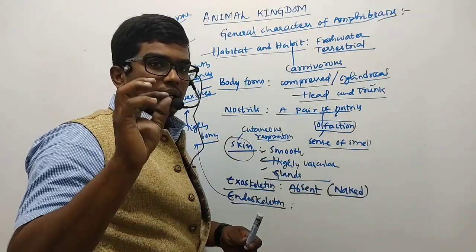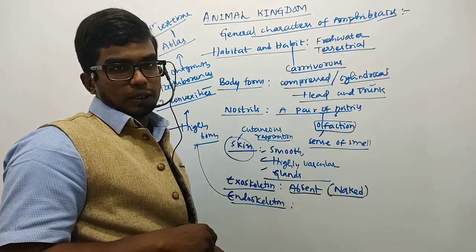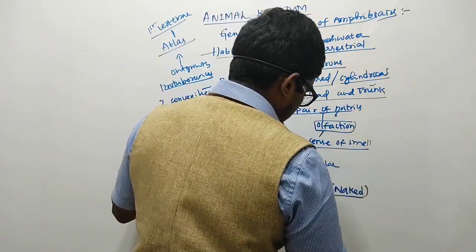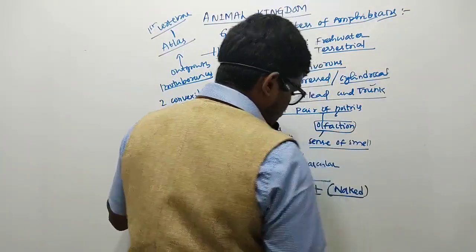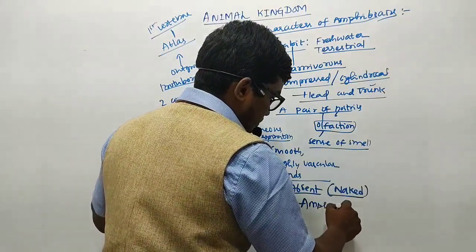Dear students, here let me tell you, the vertebrae can be in three forms. The first, let me tell you here, it can be either amphicoelous.